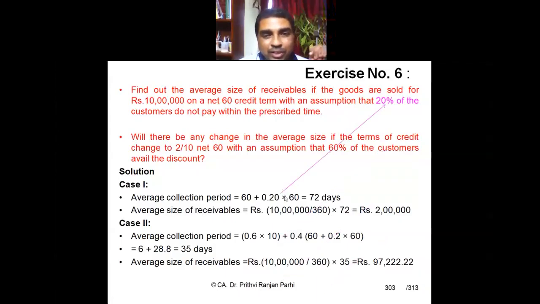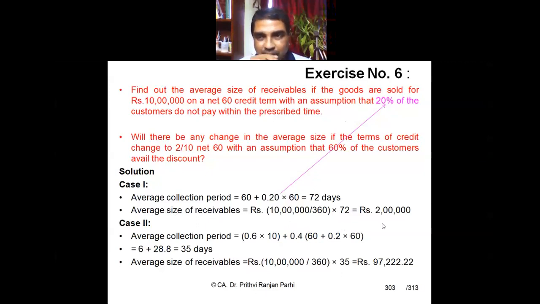Where has this 20% come from? 20% has come from here: 20% of the customers do not pay. So normal credit period is 60. The question is asking what is the average credit period you have to calculate. 60 plus it will be increased by this amount, 72 days. Now understood this average size of receivable.